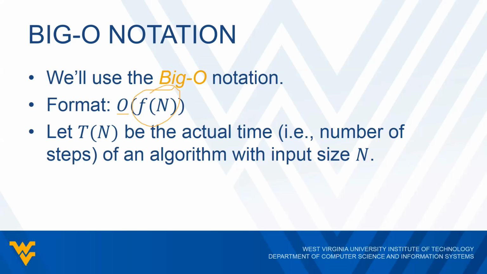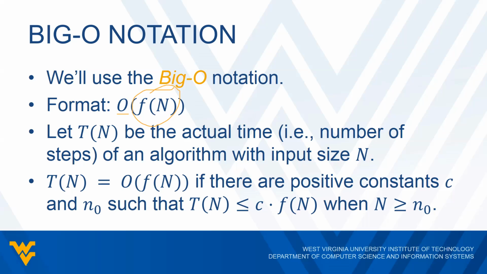Well, let's suppose we have t of n, and this is a function that represents the actual time of the algorithm with respect to the input size n. And here, just as a reminder, when we talk about time, we're talking about the number of steps, not the actual clock or execution time. But let's just say t of n is the actual time the algorithm takes. We say that t of n is equal to big O of f of n if we have two positive constants, c and n naught, where t of n is less than or equal to c times f of n whenever n is greater than or equal to n naught.